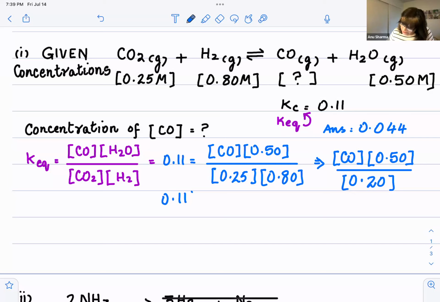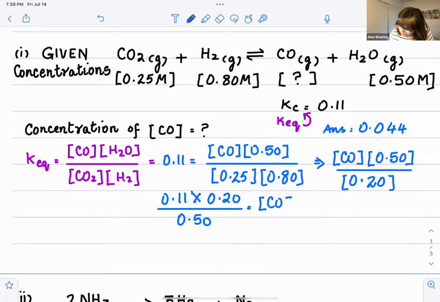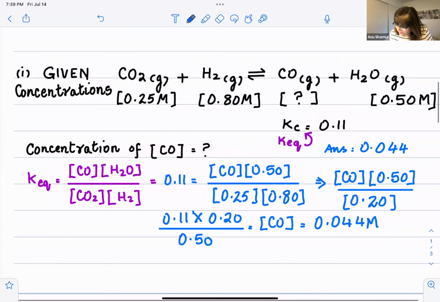And now just do this. So times 0.20, divide that by 0.50, is equal to the concentration of carbon monoxide. Okay, so 0.2 times 0.11, divide that by 0.50, and you get 0.044 M, molarity M. So that is the answer.